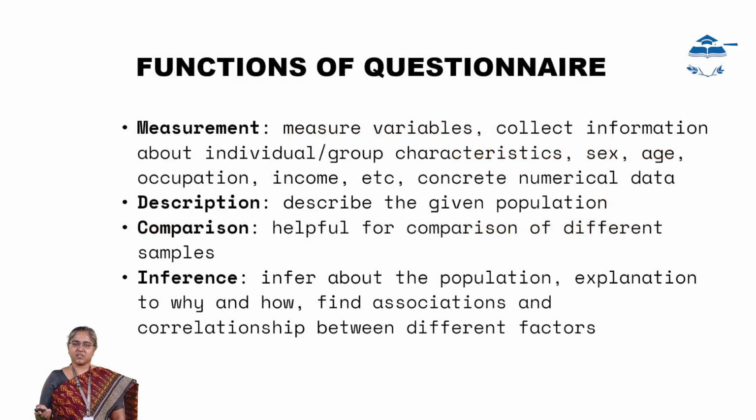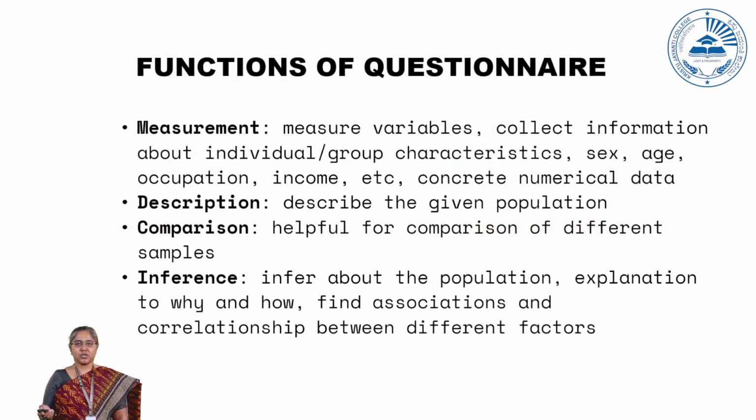So what is the function of questionnaires? Questionnaires are used basically for 4 functions, namely for measurement, for description, for comparison, and for inference. When it comes to measurement, it is used to measure the various variables that are involved in your research study. For example, the information that you collect pertaining to the name, the sex, the age, the occupation, the income, etc. are concrete data that would be used for measurement purposes.